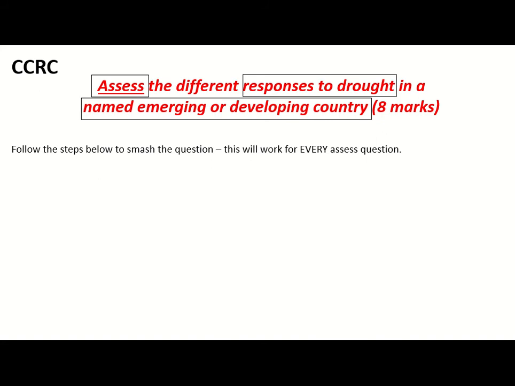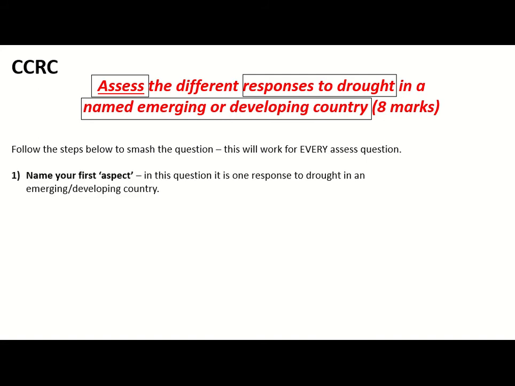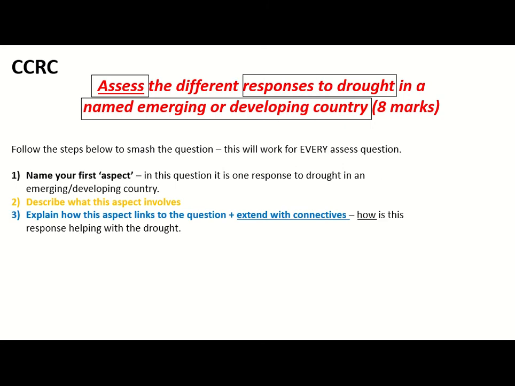So here is the structure. This will work for you. Take note of it, write it down, whatever. Name your first aspect. So in this case, one response to drought in an emerging or developing country. Describe what that aspect involves. Hopefully this structure is looking quite similar. Explain how that aspect links to the question and extend with connectives.